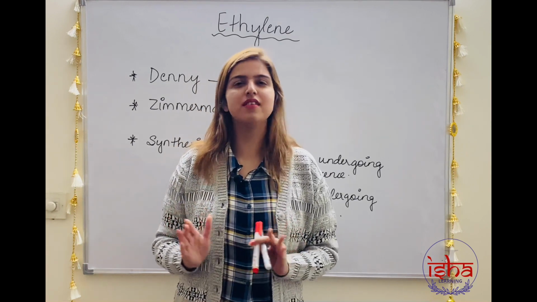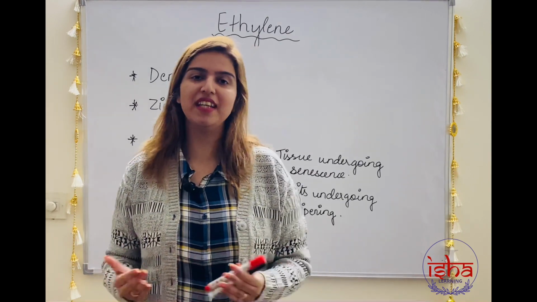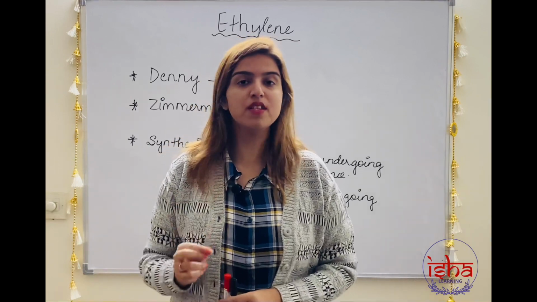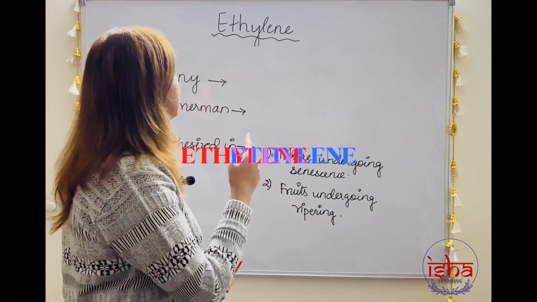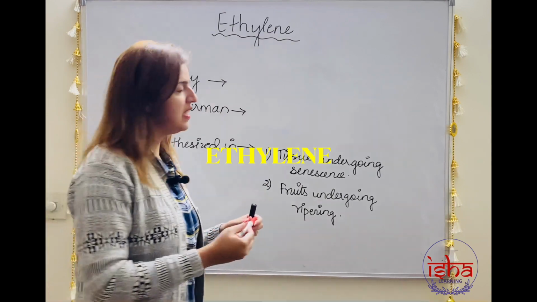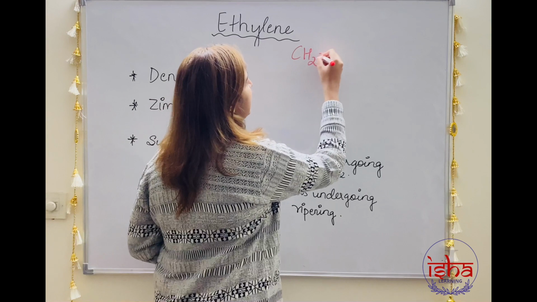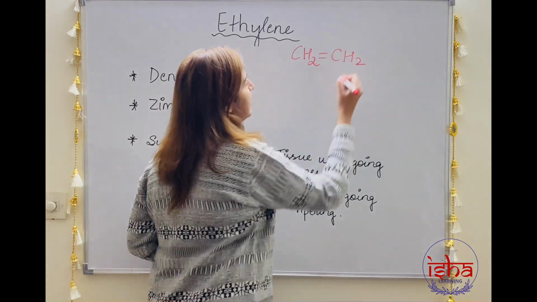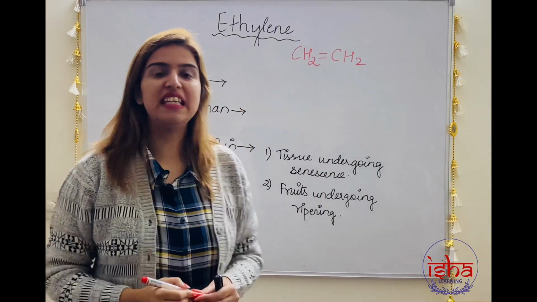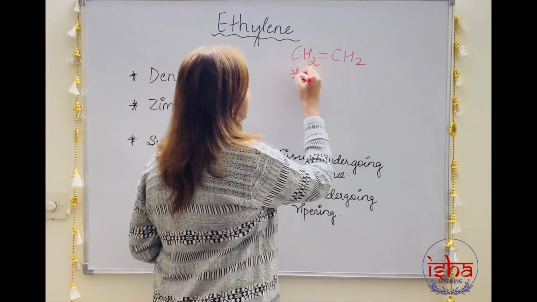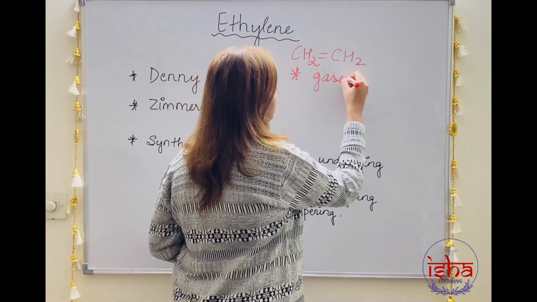In simple words, it has both growth promoting and growth inhibiting activities. The name of this plant growth hormone is ethylene. Well, chemically, it is a very simple molecule. It is basically ethene, according to the IUPAC naming system. So, this ethene is a gas. So, this is also a gaseous plant growth hormone.